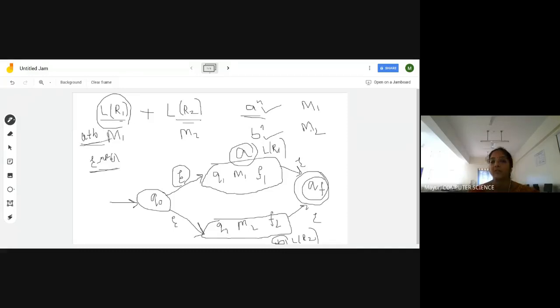And you have two languages. It could be A plus B, or else it could be AB plus A plus B star. Anything, I don't bother. But remember: AB on the top, A plus B star on the bottom. So plus, in the sense, you should have two paths like this.